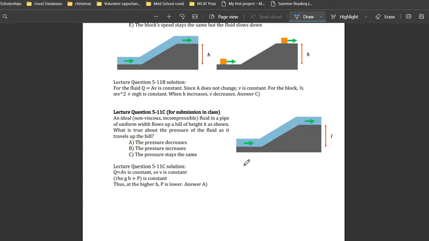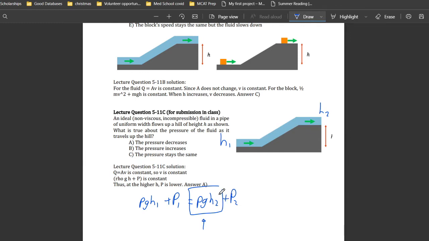As we had stated, we're just going to consider rho gh1 plus pressure 1 is equal to rho gh2 plus pressure 2. As the height increases, so this is point h2 and then this is h1, we know that this quantity here is going to get higher. And in order for the sum of these two variables to be equal to the sum of these two variables, we know that the pressure must be lower. So P must decrease as height increases.